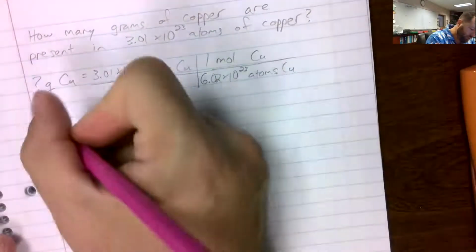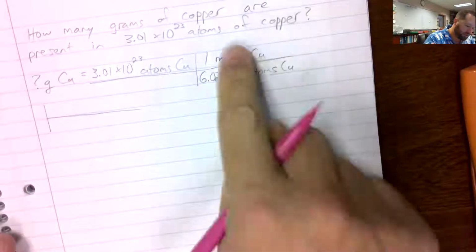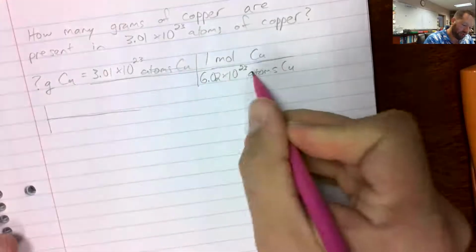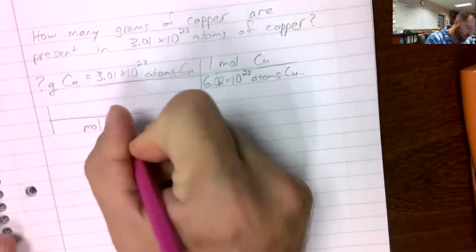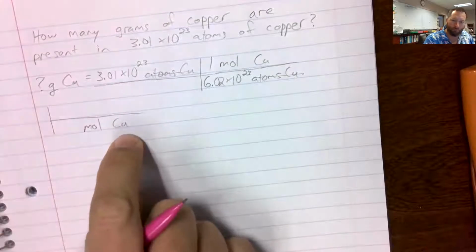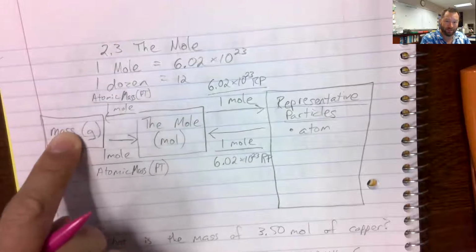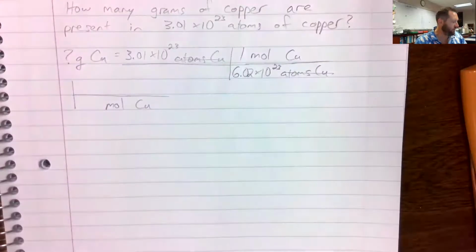Next step, and I'm kind of out of room up here, so I'm going to come down below and continue my problem. There's never a problem doing that. So atoms of copper is canceled out. Now I have moles of copper, so I know moles of copper goes to the bottom. We have moles, and we're trying to get to the mass. I want moles on the bottom and the atomic mass off the periodic table on top.